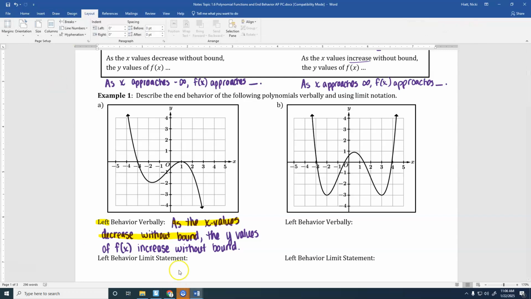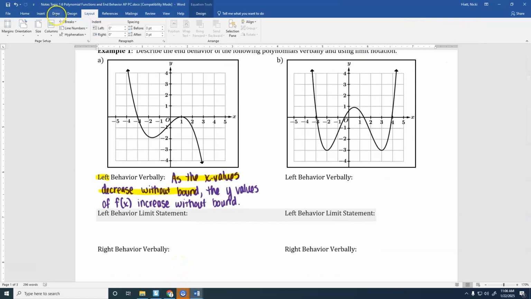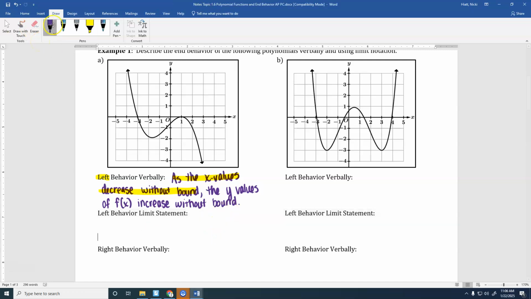Now, the limit notation I like better because it's a lot shorter. And I've done something weird again here. You would do limit as x approaches negative infinity of f of x equals, and because on the left side we are going up, up, up forever, that would be positive infinity. The part of this statement that tells you you're looking at the left side is the x approaches negative infinity right there.